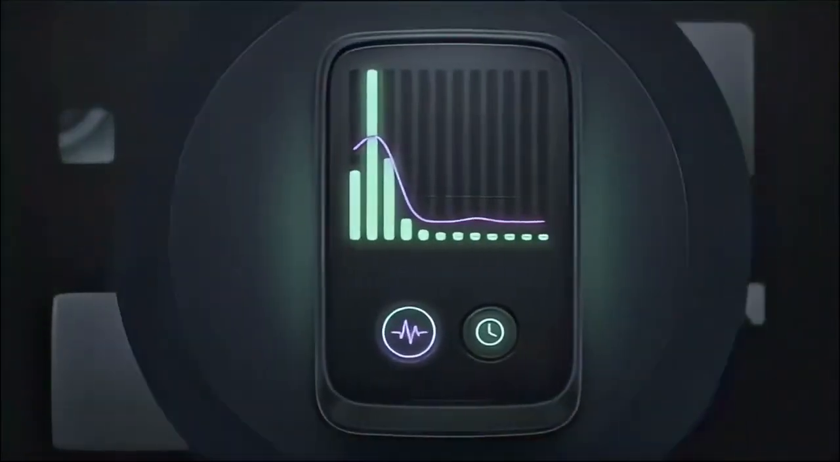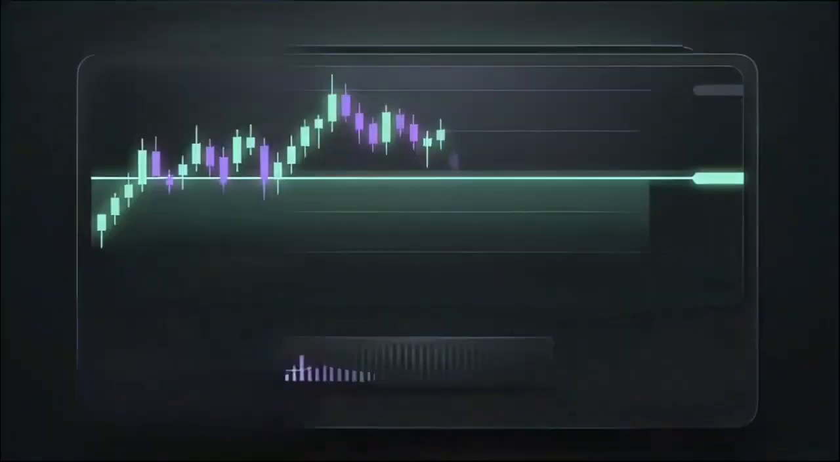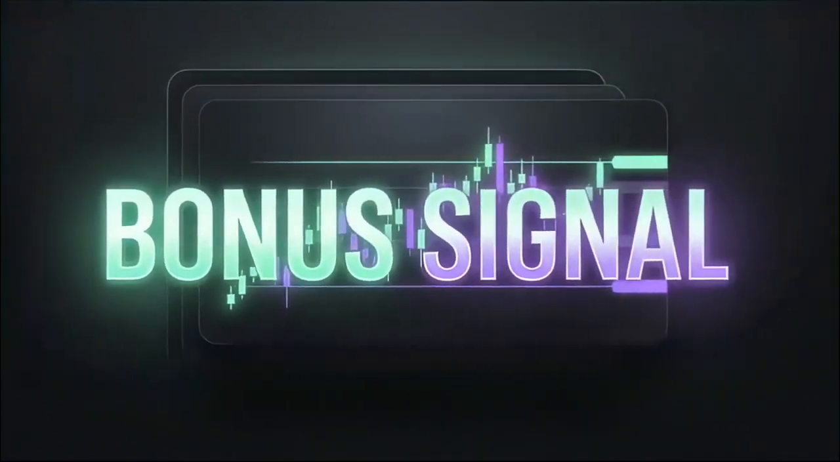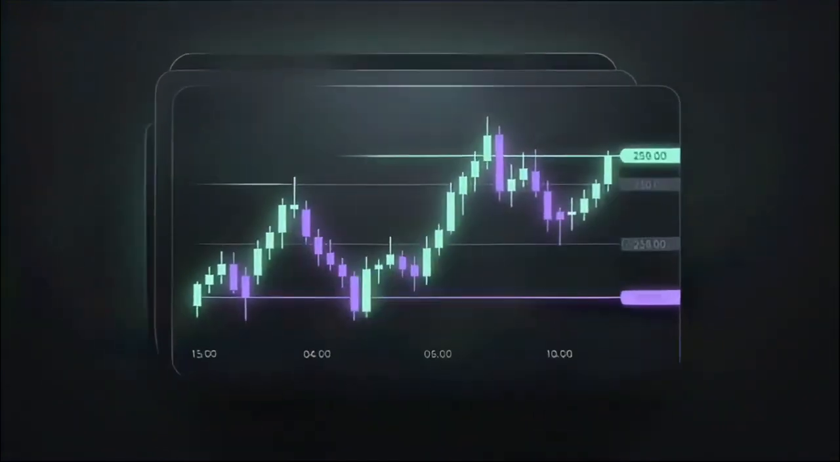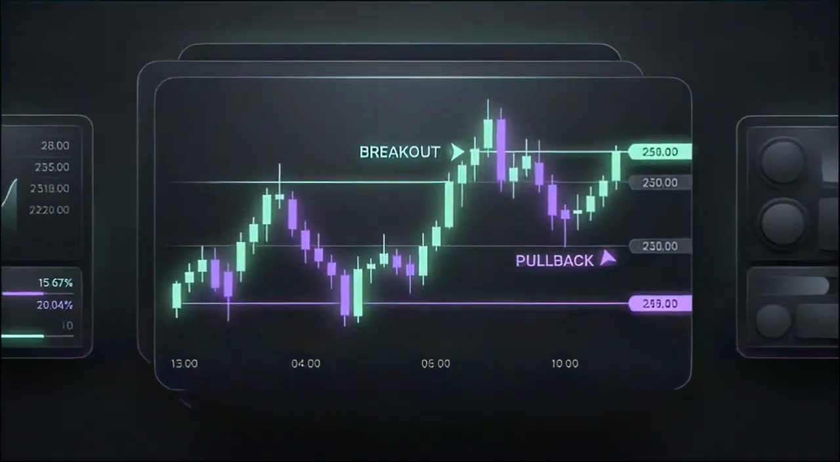If volume fades on the very next candle instead of building, tighten up. A breakout that cannot hold its participation for even one more bar is usually about to give the level back. And there is a bonus signal hiding in this setup that most traders walk straight past. Watch what volume does on the pullback after the breakout, not just on the breakout itself.